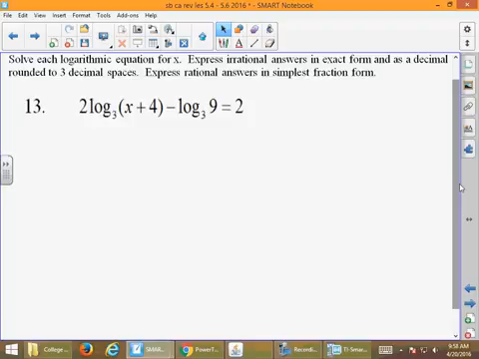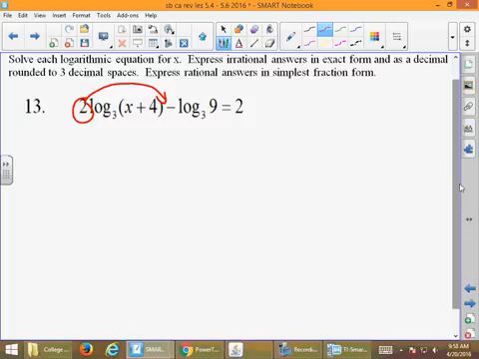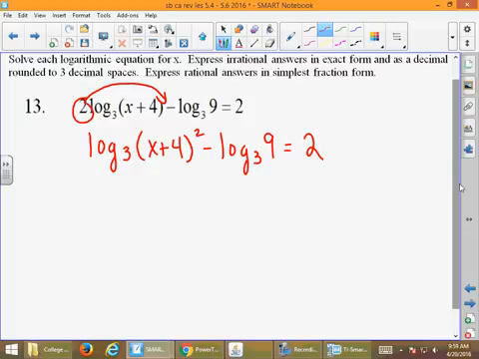It's 2. So we're going to take that 2, and we're going to make it an exponent. So this is log base 3 of x plus 4 squared minus log base 3 of 9 equals 2. Second thing, we have a minus in the problem. What do our properties tell us when we see a minus? We need to divide. This is log base 3 of x plus 4 squared divided by 9 equals 2.